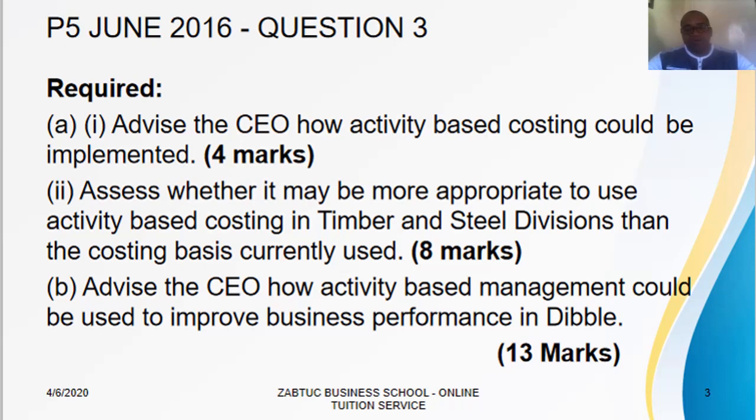It starts off by talking about part A1, advise the CEO how activity-based costing could be implemented, basically the steps involved in activity-based costing. Part 2, assess whether it may be more appropriate to use activity-based costing in timber and steel divisions. So here we're talking about which division would have been a better candidate for the application of activity-based costing. Now really what is at the center of this paper comes in part B, advise the CEO how activity-based management could be used to improve business performance in the company.